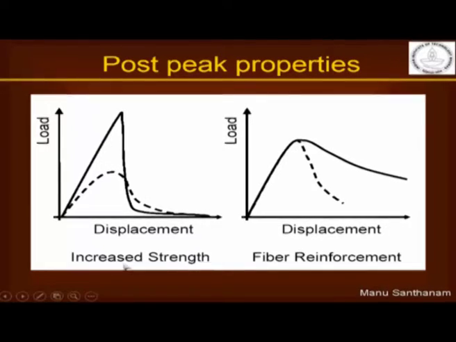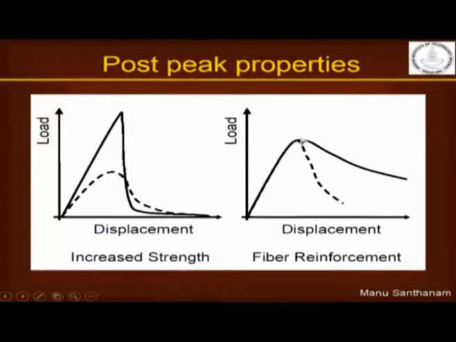So if you compare, on the left here you have comparison of a normal concrete and high strength concrete. So what are you seeing here? The peak stress or peak load is increasing, but what happens beyond the peak load is you have a sudden drop in the load, okay. There is no gradual release of the energy. In the case of fiber reinforced concrete, that is something different. If that is your normal concrete, which is represented by the dashed line after the peak has been reached, the dark line shows the fiber reinforced concrete.